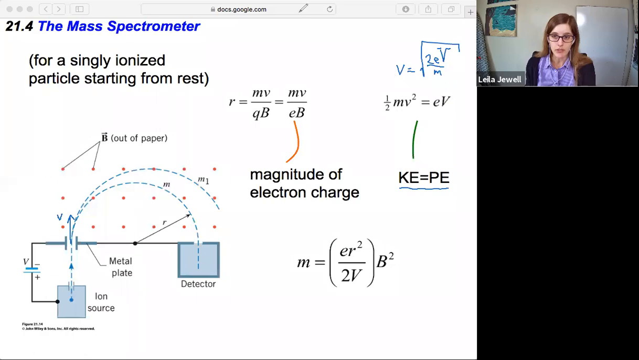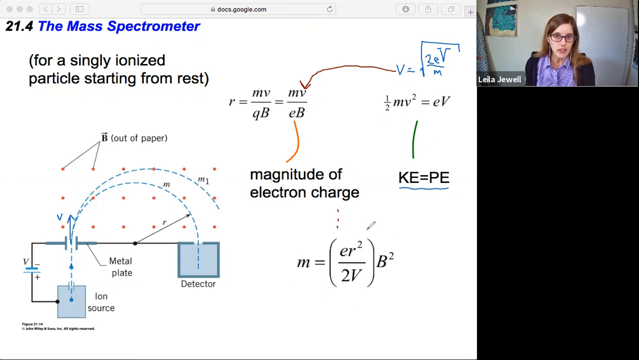Now, if we eliminate velocity by taking our equation for v and plugging it into this, and then rearranging to solve for mass, we would ultimately arrive at this equation after some algebra. The mass is equal to, in parentheses, the charge of an electron times the radius squared divided by 2 divided by the potential difference, and times the magnetic field squared.